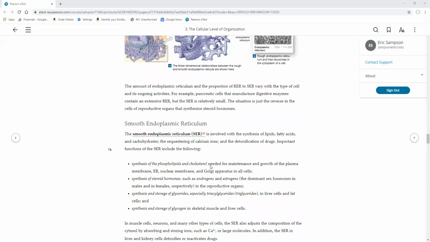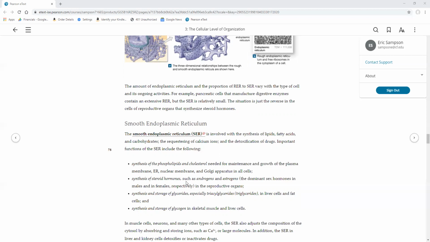Next, we have the smooth ER, which synthesizes phospholipids and cholesterol needed for maintenance and growth of the plasma membrane. Remember, we talked about smooth lips, and there it is right there, lipids, okay? So the smooth ER, not only does it do detoxification, but it also creates the phospholipids and cholesterol needed for maintenance of the plasma membrane. And before we said, what is the plasma membrane? It is a phospholipid bilayer with the cholesterol on the inside for structural support. So, but we do have to replace that. It does have to be regenerated eventually, okay?